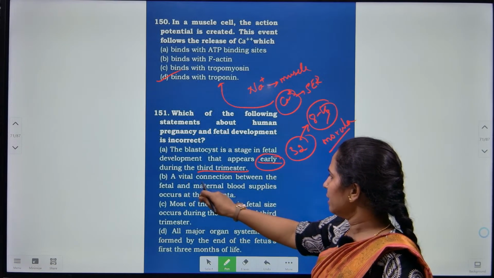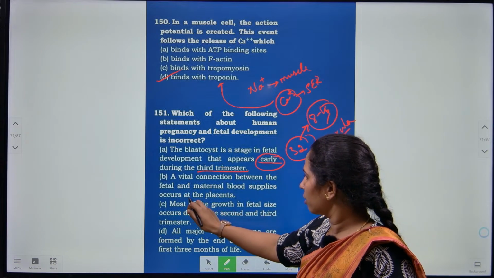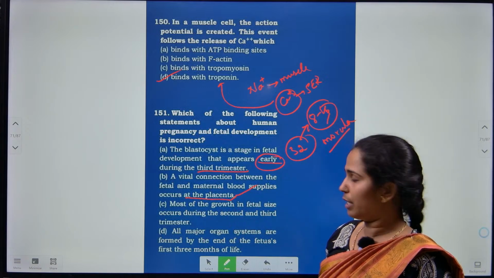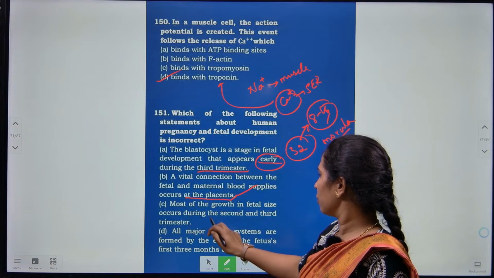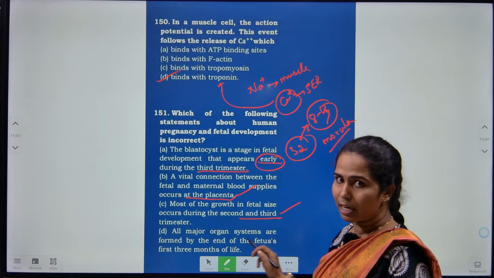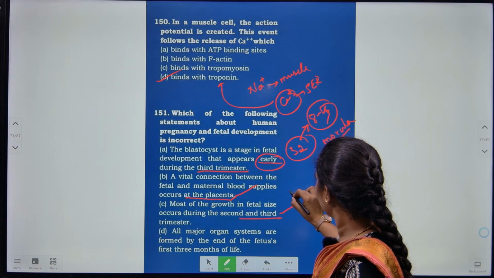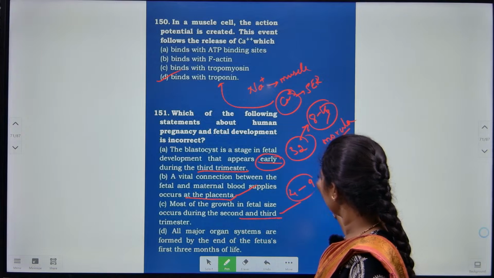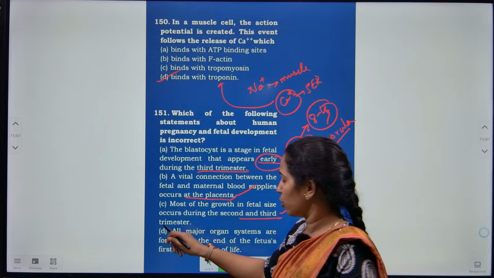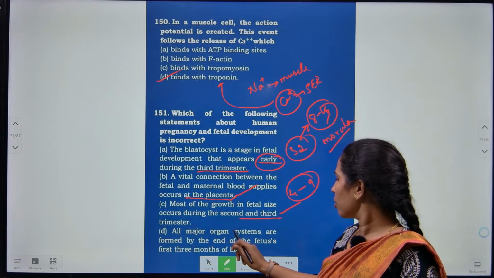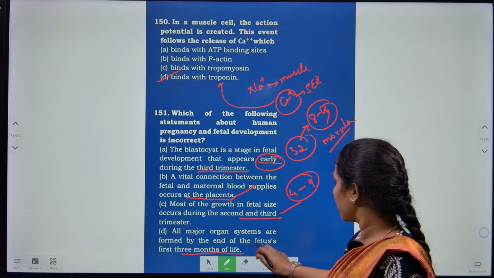Next, a vital connection between the mother and the fetus is going to occur through the placenta. Yes, it is a physiological connection. Third one is most of the growth in the fetal size occurs during the 2nd and the 3rd trimester. Yes, that is from the 4th to 9th month. Automatically there is an increase in the size of the embryo or the fetus. All major organs are formed by the end of the first 3 months of life, right?